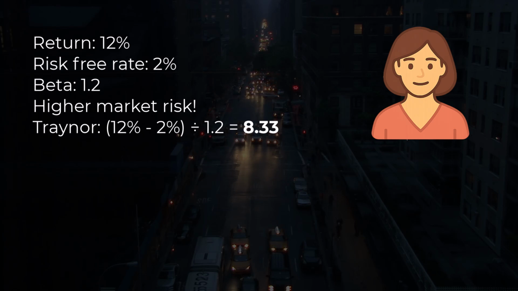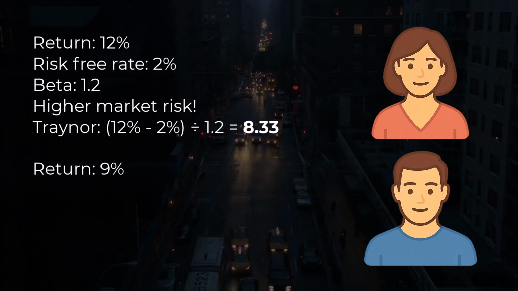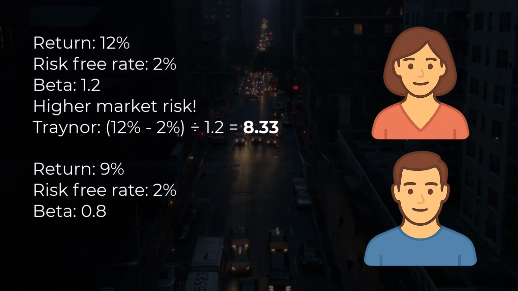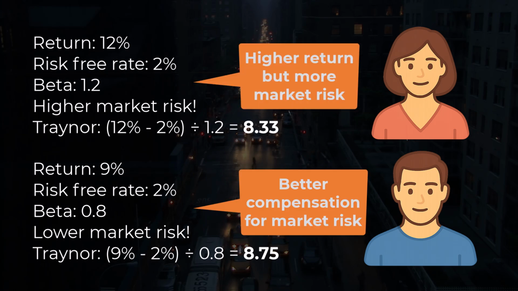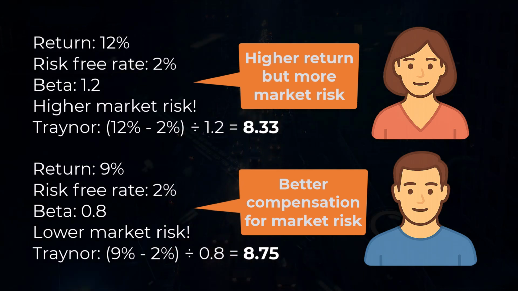Now here's Bob's portfolio. He has a return of 9%, his risk-free rate is also 2%, but his beta is 0.8, which means that he has less market risk. Now the calculation for his Treynor Ratio is 9 minus 2 divided by 0.8 and he has a Treynor Ratio of 8.75. Even though Alice has a higher return, Bob's portfolio has a higher Treynor Ratio, meaning that Bob got better compensation for each unit of market risk he took. Alice has a higher market risk since her beta is higher.